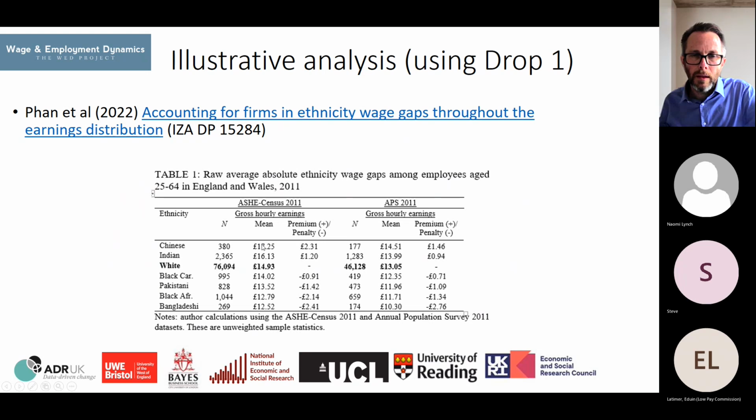But if you look at the ethnic wage differentials, we've got mean pay rates here, hourly pay, and then we've got premiums or penalties. You'll see that the rank order of the premiums or penalties is very similar. So Chinese and Indian employees tend to earn more than whites. Black Caribbeans, Pakistani, Bangladeshi, and Black African employees earn considerably less. So when you're using a data set like APS, you've really only got personal and household characteristics to use to explain these ethnic wage differentials. But obviously with ASHE-Census, we can start to bring in employer characteristics.